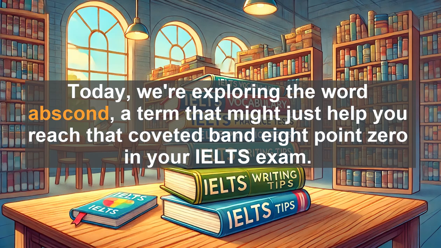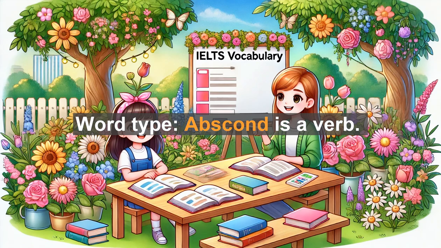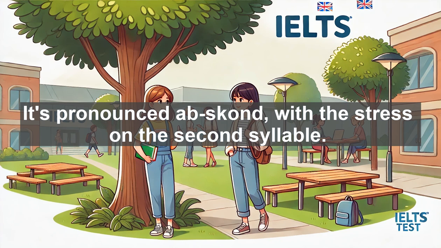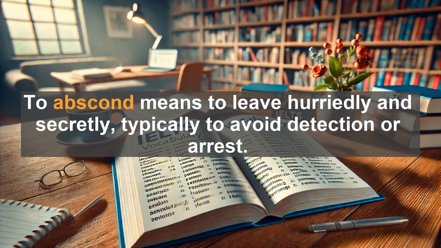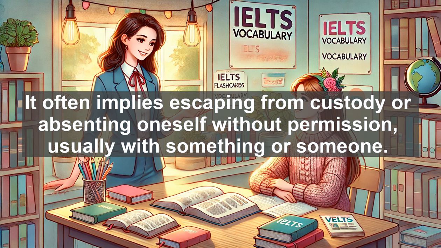Today, we're exploring the word abscond, a term that might just help you reach that coveted band 8.0 in your IELTS exam. Word type: abscond is a verb. It's pronounced abSCOND, with the stress on the second syllable. Meaning: to abscond means to leave hurriedly and secretly, typically to avoid detection or arrest. It often implies escaping from custody or absenting oneself without permission, usually with something or someone.